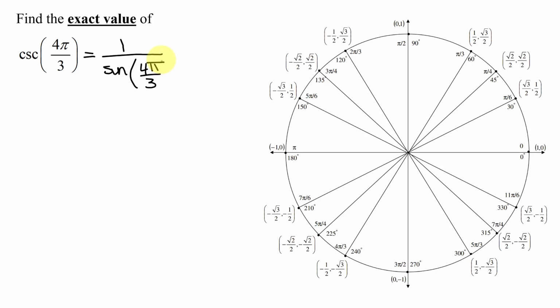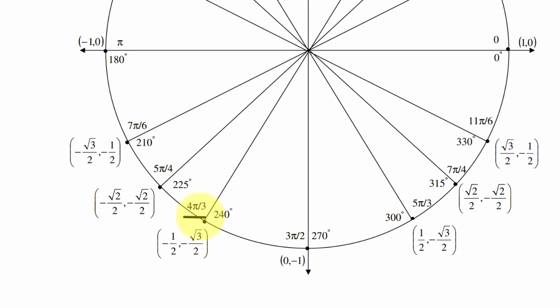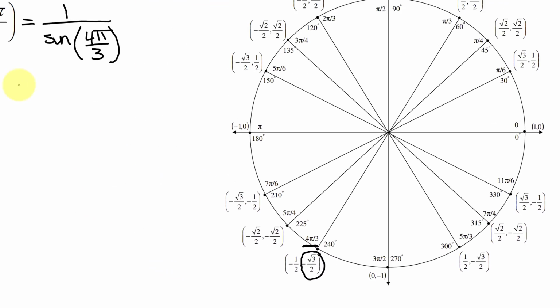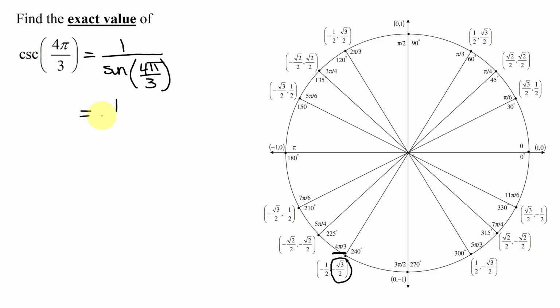Now, is 4 pi divided by 3 on our unit circle? Yes, it's right over here. I need the sine of that angle, and remember that's the y-coordinate of this point, which is negative the square root of 3 divided by 2. So I just have 1 divided by the negative square root of 3 divided by 2.